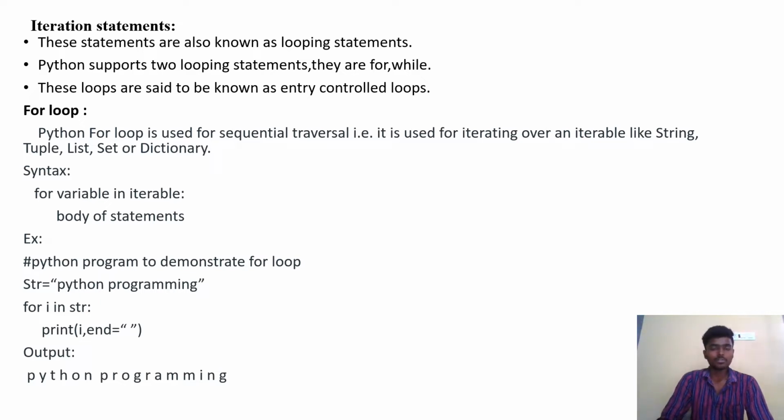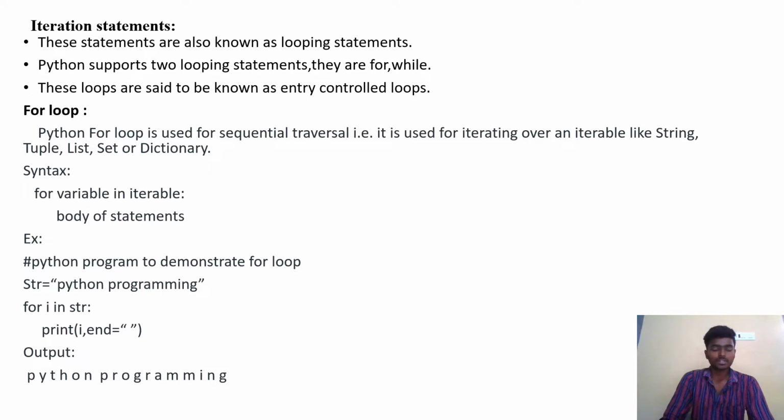Python for loop is used for sequential traversal. That means it is used for iterating over an iterable like string, tuple, list, set, or dictionary. Okay, that means it works on string, tuples, list, set, and dictionary. The syntax of for loop is: for variable in iterable, followed by a block of statements.